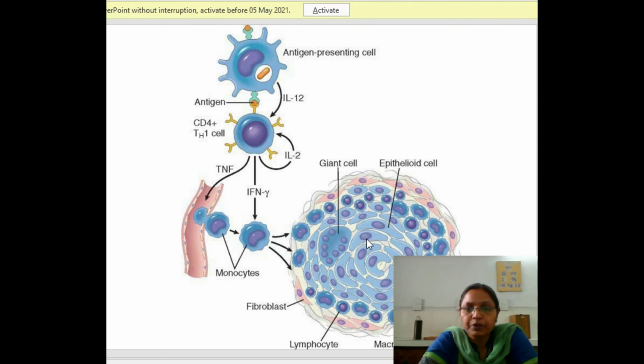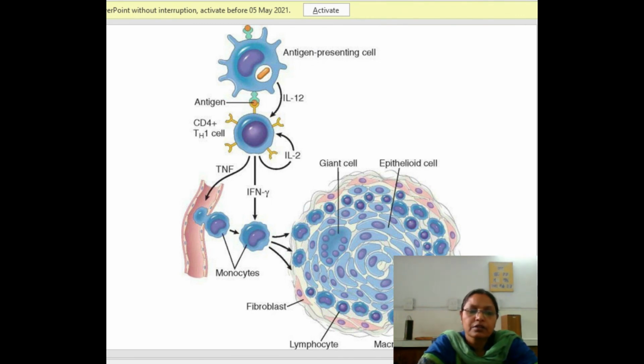the prototype disease being tuberculosis. So there is a cuff of lymphocytes all around. In the center there are bacilli, epithelioid cells, giant cells, and multiple fibroblasts. So this diagram is showing the typical granuloma.